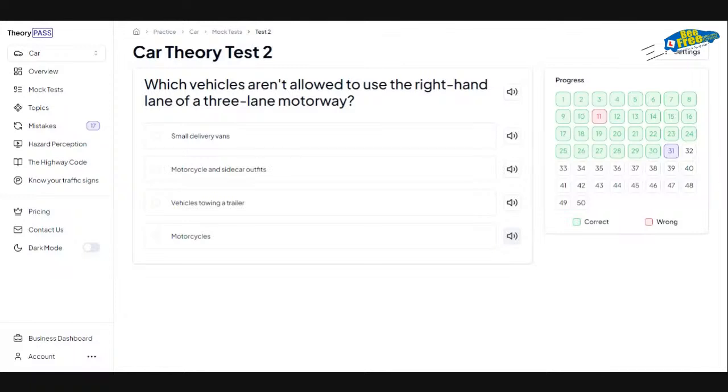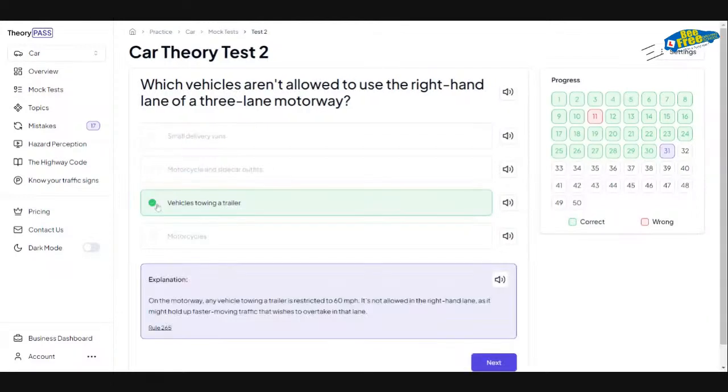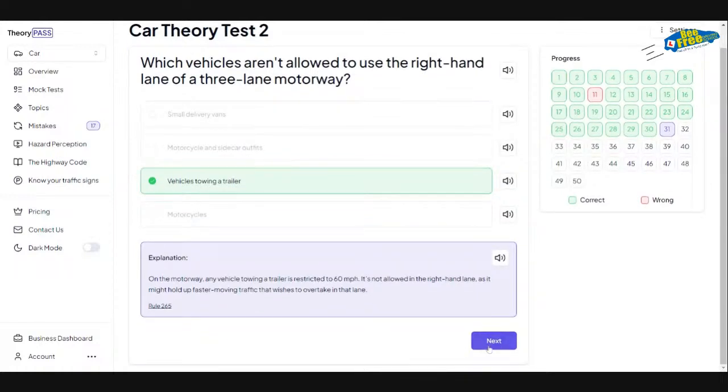If I wasn't sure, that would be the one that I wouldn't be sure about. Motorcycles, yeah, that's fine. So the two that I would be thinking about: vehicles towing a trailer, motorcycle and sidecar outfits. But I know the answer is vehicles towing a trailer. If you're towing a trailer, your speed is limited to 60 miles an hour. So that's why you're not allowed in the right hand lane. A motorcycle and a sidecar, I don't believe there's any restriction to their speed. They can still go at 70. Okay, got that one right. Did you get that one right?